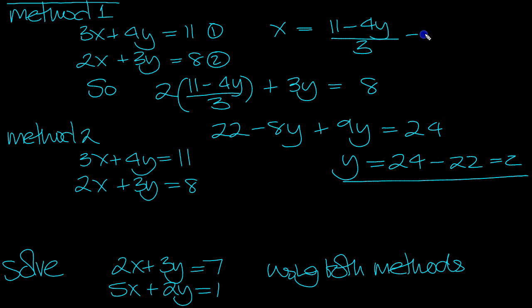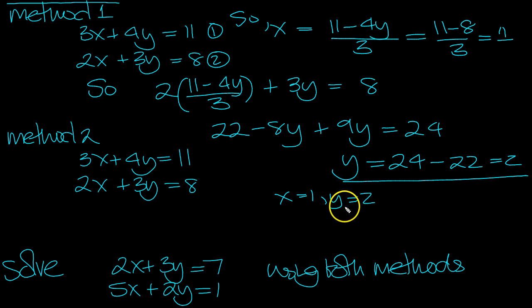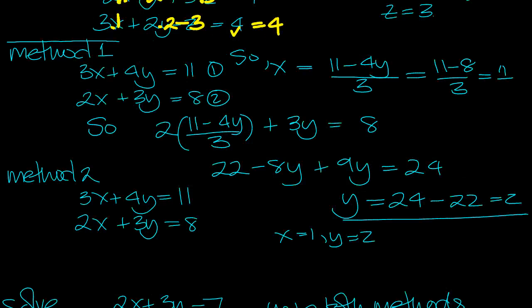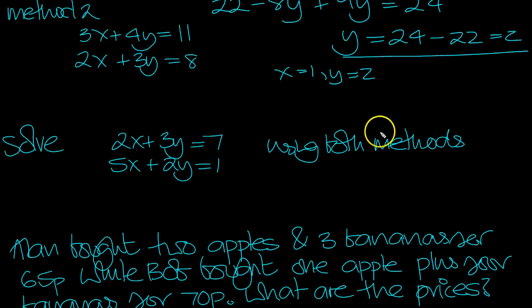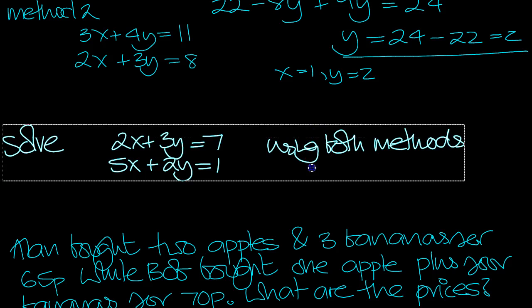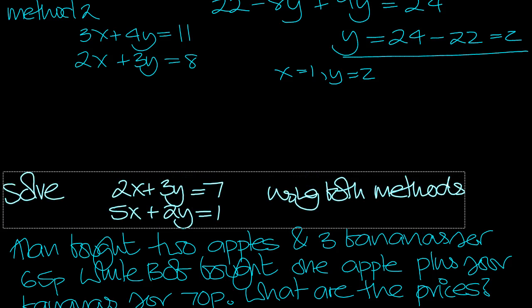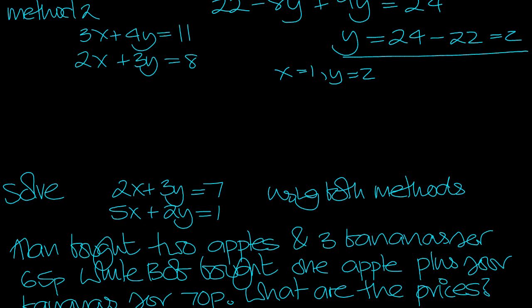And so x equals, let's put it up here, 11 minus 4 2s are 8 over 3. 3 over 3 is 1. x equals 1, y equals 2. So that was method 1. Now let's have a look at method 2 then. Just get a little bit more room. Method 2. Okay, let's have a go at that.